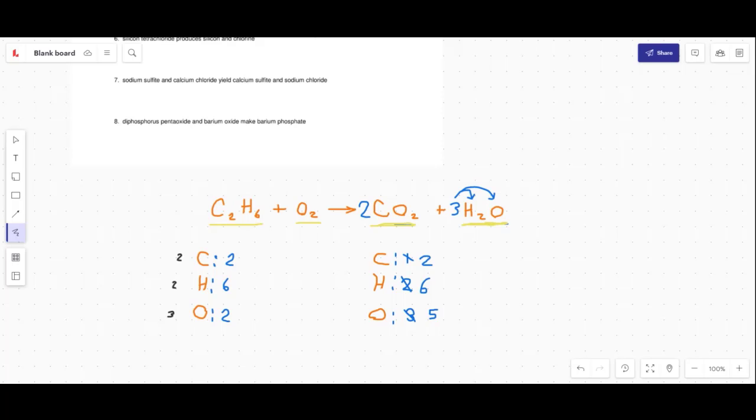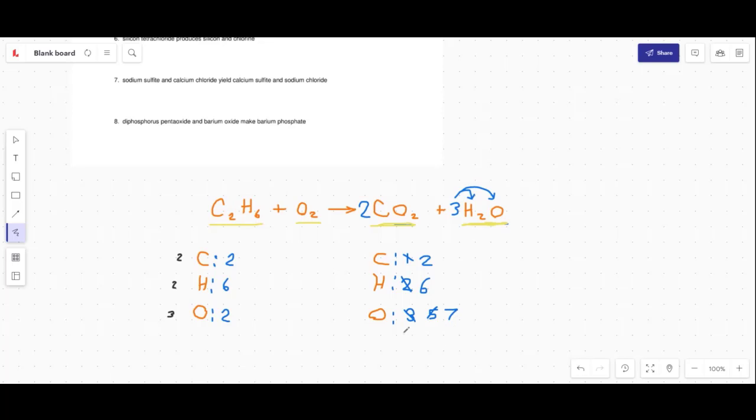So look at the CO2. How many oxygens are in the 2 CO2s? You had 4 there. So there's 4 from the CO2, and there's 3 from the water. That's 7. Exactly.